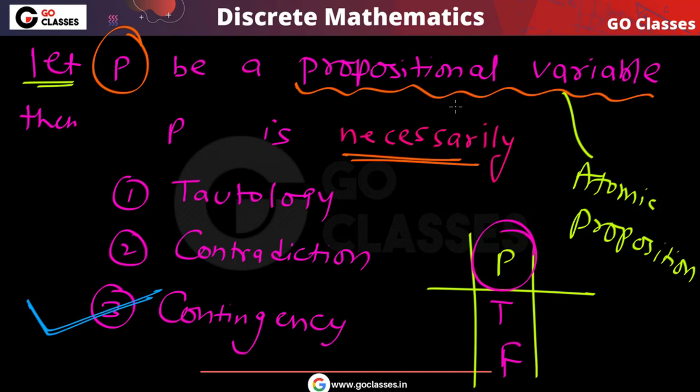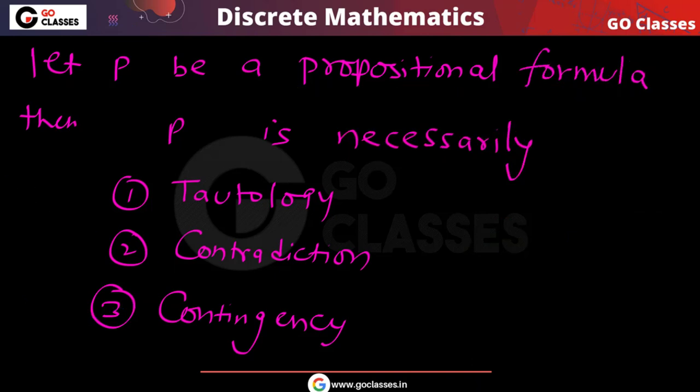Okay, if p is a propositional variable, then it is necessarily a contingency, because a propositional variable represents an atomic proposition, and an atomic proposition is by itself true or false. So I can say that this is definitely a contingency. Now read this question. This is another question.